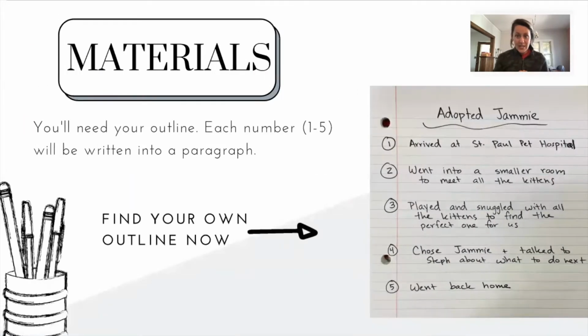The materials you're going to need for this step will be your outline and a pencil and some paper. Each number, 1 through 5, will be written into a paragraph. Take a moment to find your outline now. Here's mine about Jamie.